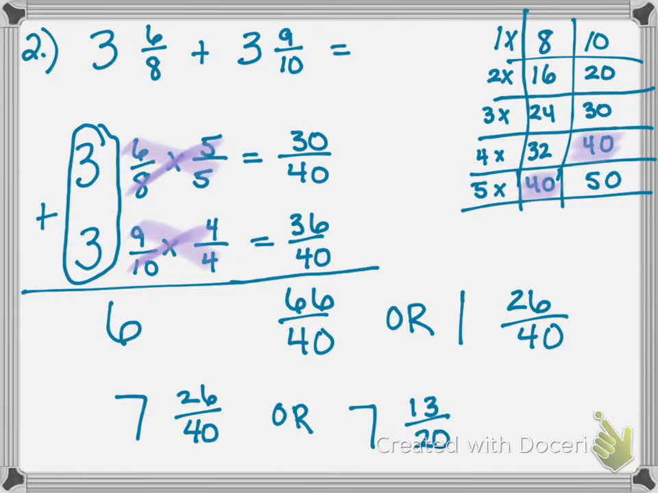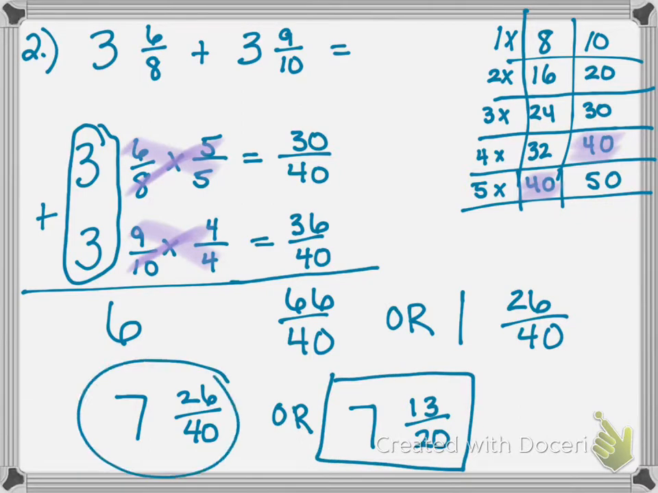And for those of you that like to reduce to the simplest form, the answer is 7 13/20. This, remember, is the most correct, but this is also correct. So this is just in simplest form. All right, so simplest form.